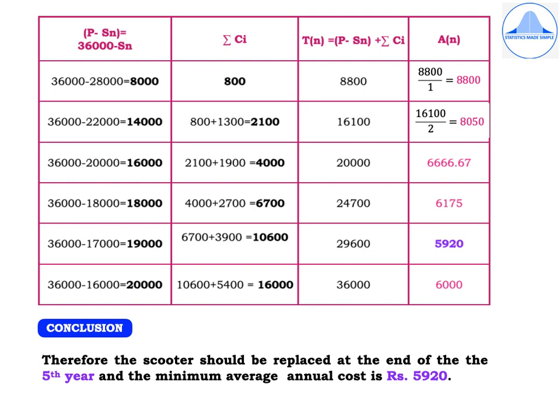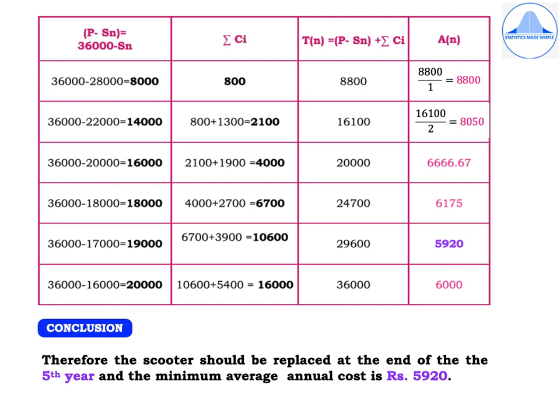In our next column, let us calculate summation Ci. So the first value is 800, then 800 plus 1300 is 2100, 2100 plus 1900 is 4000, then 4000 plus 2700 is 6700, 6700 plus 3900 is 10600, and 10600 plus 5400 is 16,000.